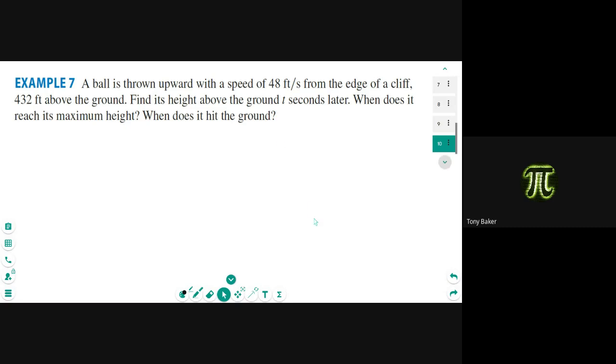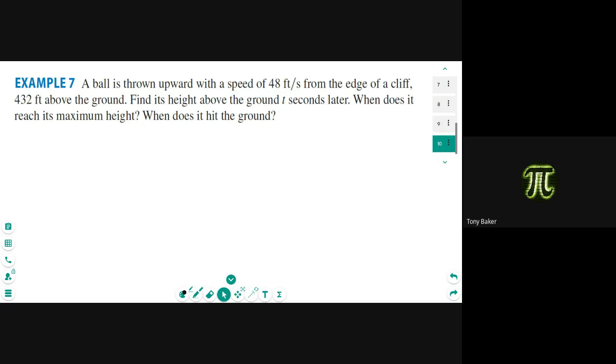What were we given in this problem? What does it actually give you that? Oh, it doesn't. Okay, I got to give you a piece of information. All right, so they told me my initial velocity is 48 feet per second, and they also told me where we started, right? 430 feet above the ground. Okay.